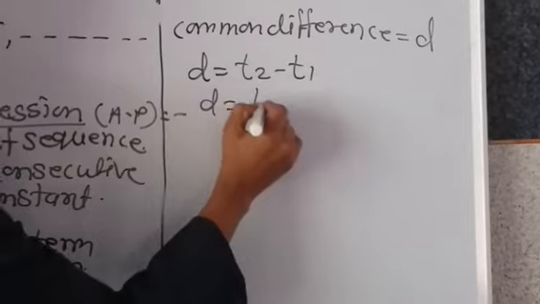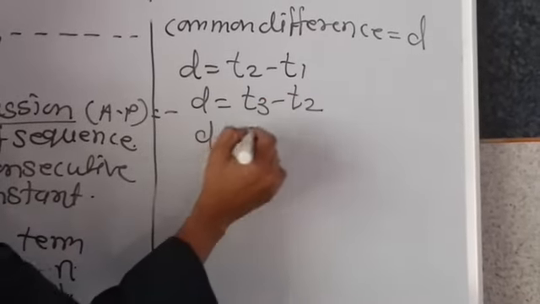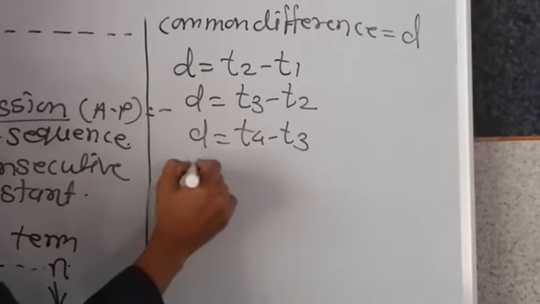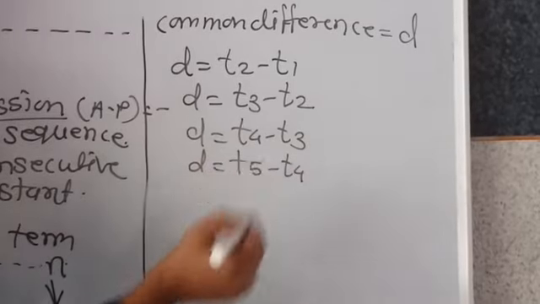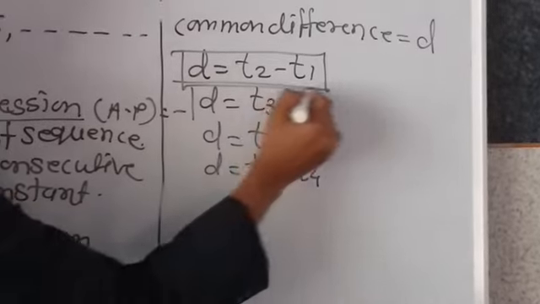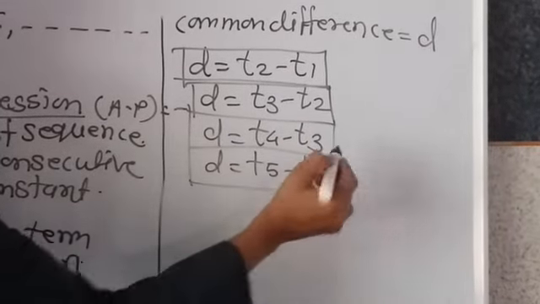Then next is T3 minus T2. Next is T4 minus T3. Next is T5 minus T4. Students, remember all these formulas because these formulas are used for solving the examples.